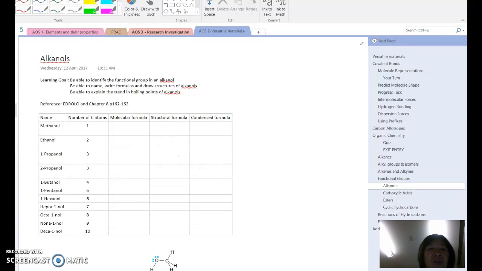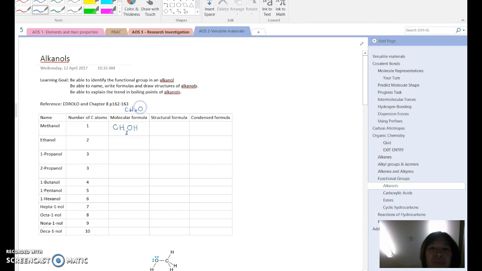Okay, let's start with methanol. So methanol has one carbon atom. The molecular formula of methanol is a single carbon surrounded by 3 hydrogens, one less hydrogen because we now have a functional group, which is the O connected to the carbon, and the other bond connected to a hydrogen, CH3OH.